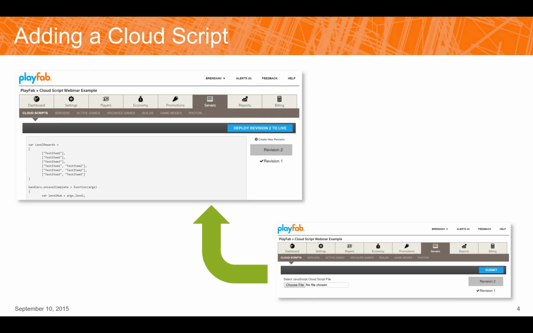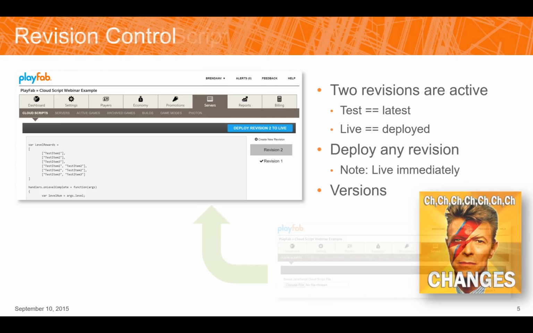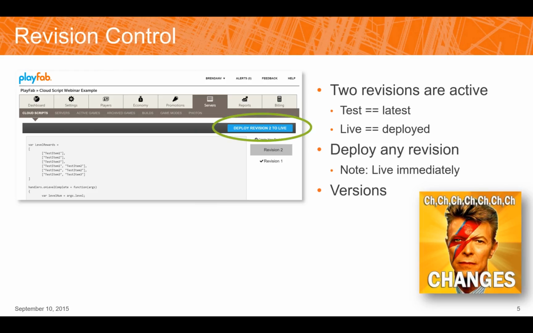Now you'll notice the button there, Deploy Revision 2 to Live, and that's because this is part of the revision control system. So you've got 2 revisions at any time that you can use when you're making a call. The one that will be your test version is the latest version. So there it says Revision 2 at the top. You'll note there's no check mark next to it. We've not deployed it to live. So that's the version that would run if you're running the test version. And then if you run the live version, it would be the one with the check mark.